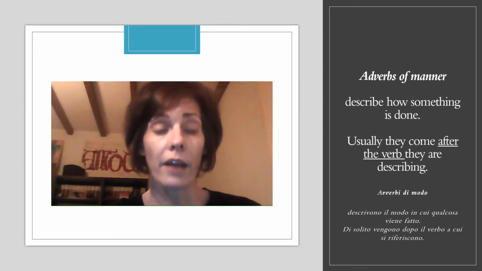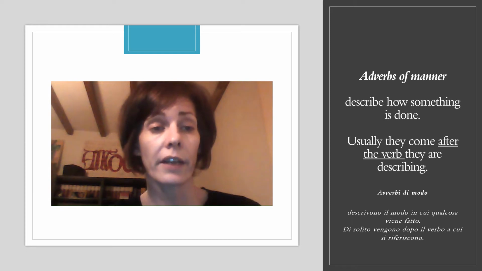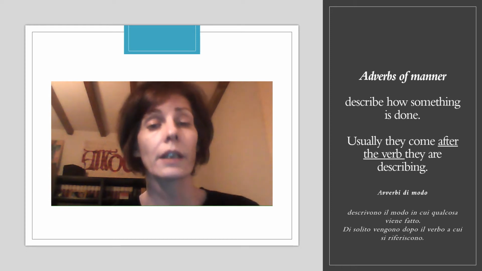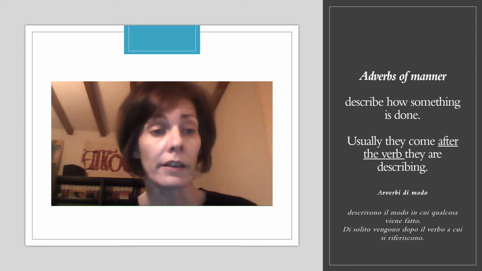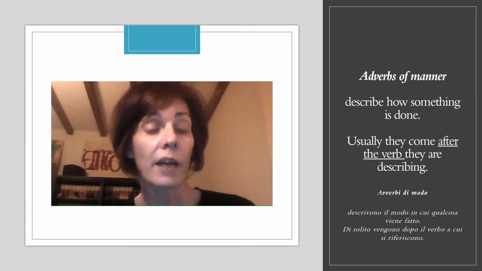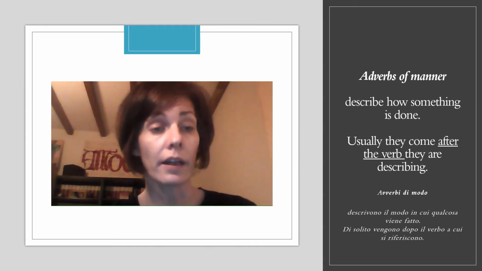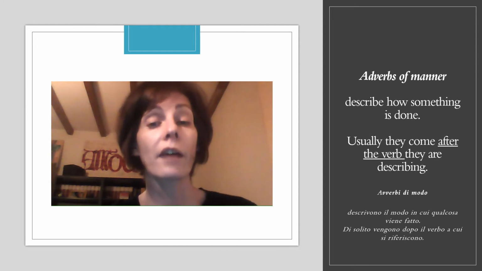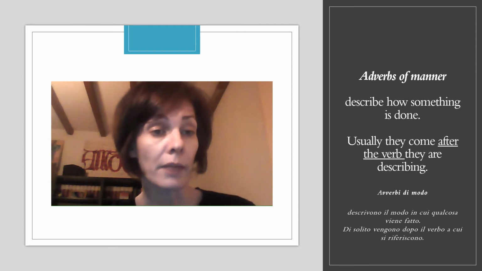In the English language, we have 5 categories of adverbs. The first category are adverbs of manner. Adverbs of manner are used to describe how something is done. Usually, in a sentence, they come after the verb they are describing.